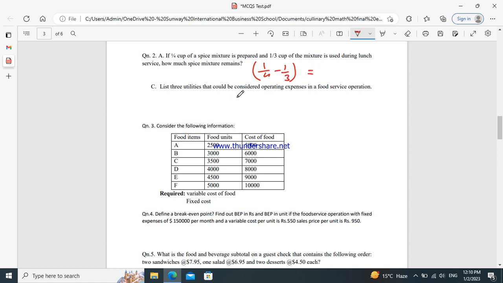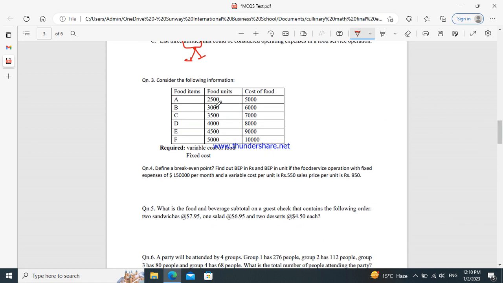Okay, list the 3 utilities. Utilities means expenditures in your food service operation that could be considered operating expenses. You need to write 3 major utilities, what types of expenditures or activities are performed in your food service operation. You need to write, and you can source from your book, say a math book. Okay, now consider the following information. You can calculate from the variable cost and fixed cost. The given data has a total cost. How to calculate total cost? Total cost is equal to FC, fixed cost, plus variable cost. Okay. Firstly, you need to know about the data.